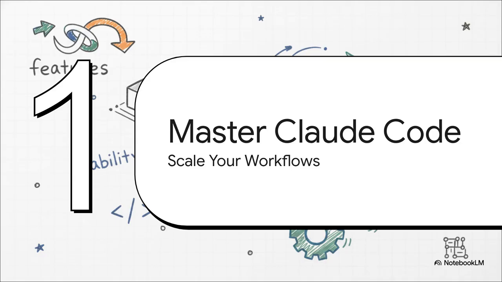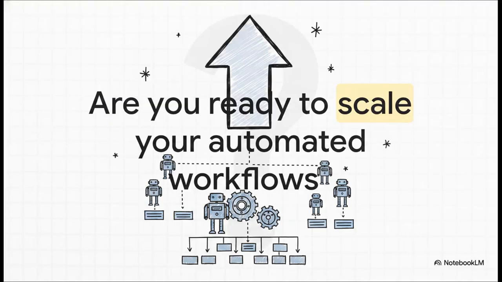Section 6. Master Claude Code. All right, so we've covered the 5-level deep superpowers, the infrastructure upgrades, the bug fixes, and the performance boosts. So I want to leave you with a provocative question. Are you ready to scale your automated workflows?